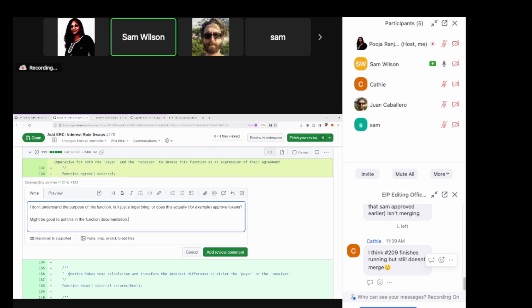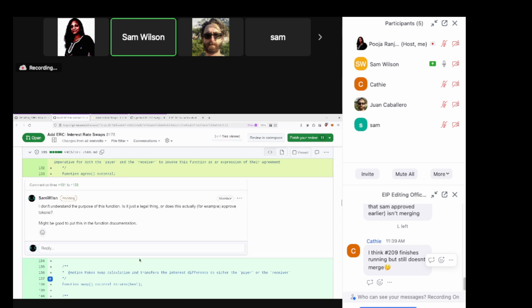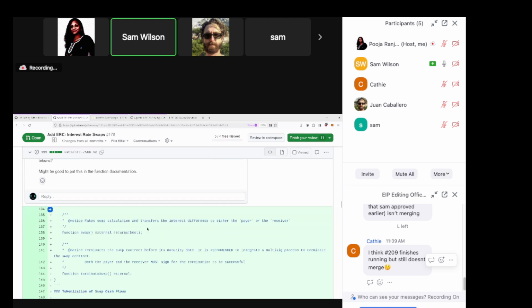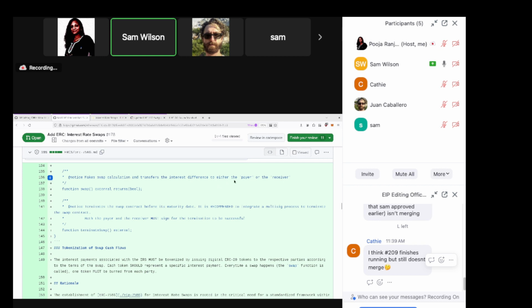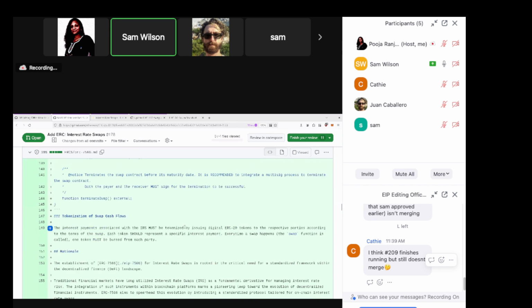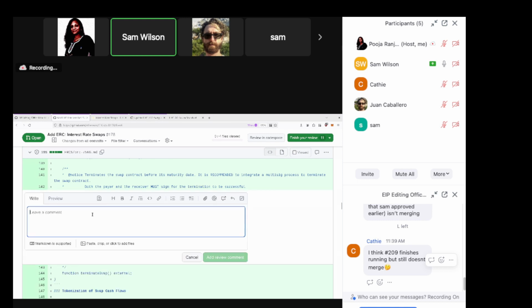Don't just reply to me, just put it in the document. Can make a swap calculation and transfers the interest difference. Okay, cool. Terms before its maturity to multi-sig process to terminate the swap contract. Both the payer and the receiver must sign for the transaction.